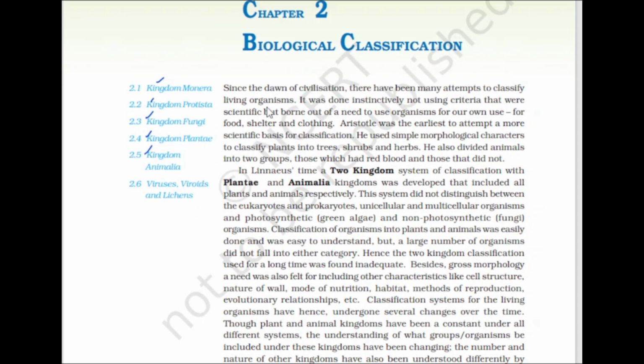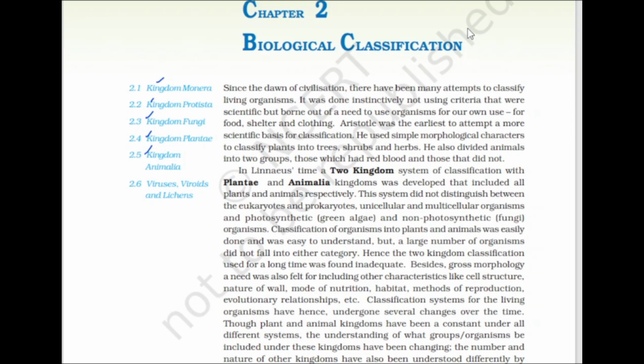Coming to the topic, since the dawn of civilization, there have been many attempts to classify living organisms, and it was done instinctively, not using criteria that were scientific but born out of a need to use organisms for our own use, for food, shelter, and clothing. So the classification was not scientifically based. It was done instinctively, which means without applying any kind of thought.